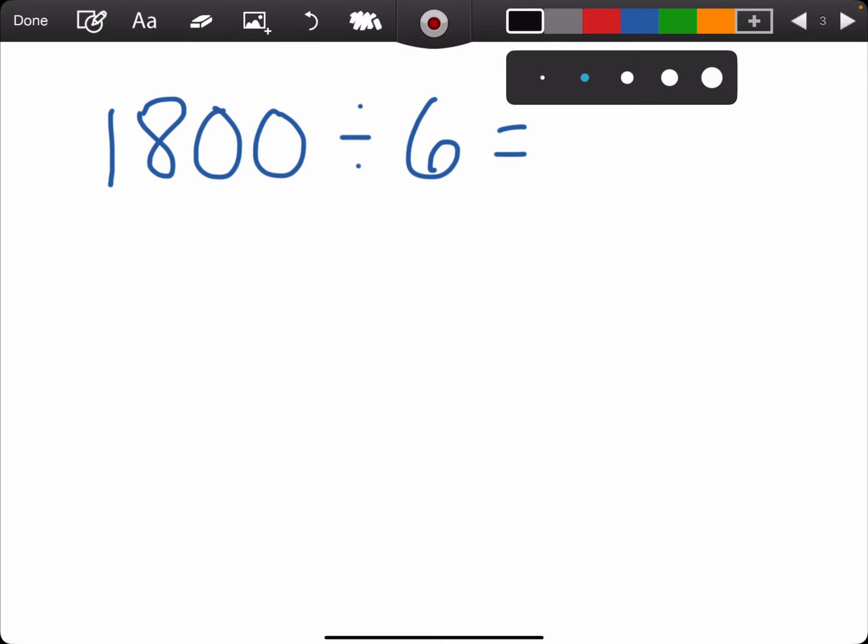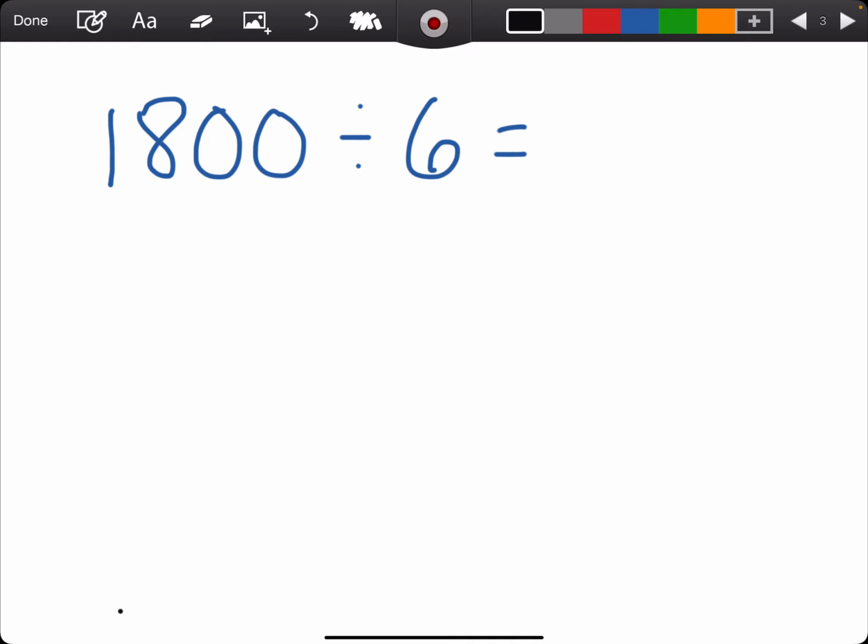Let me give another example. Let's say we had 1,800 divided by 6. Now I'm looking at this and I'm saying, let me pretend the zeros aren't there because I have 1,800. When I say pretend the zeros aren't there, what I'm really saying is I have 18 divided by 6. I have 18 hundreds divided by 6.